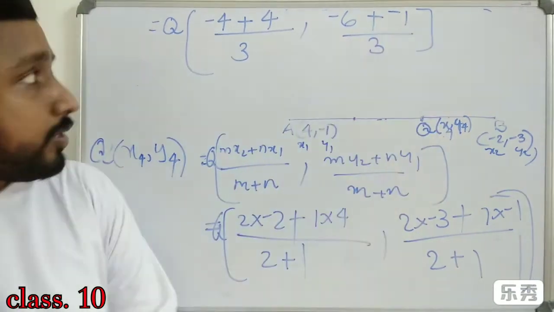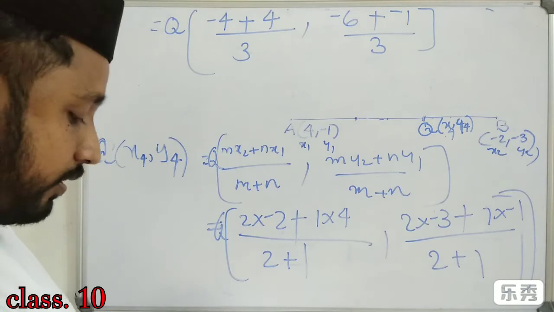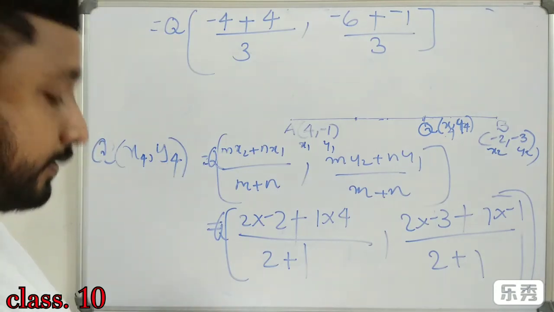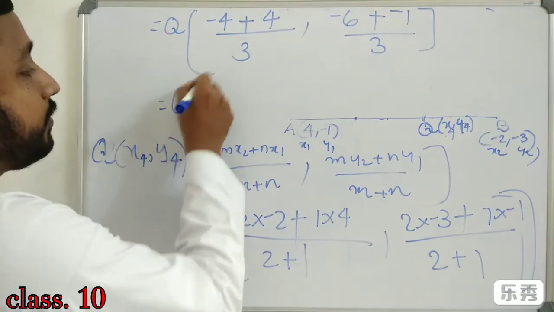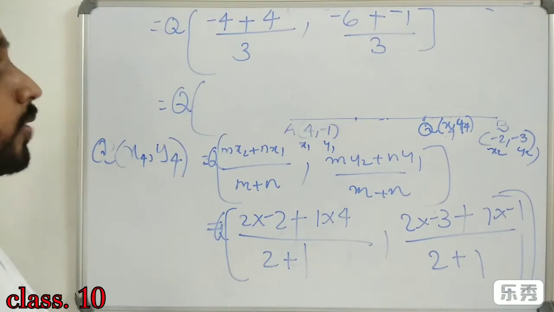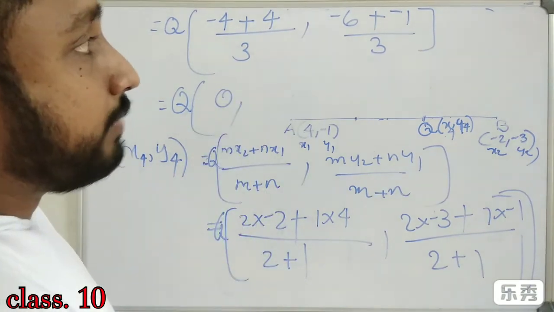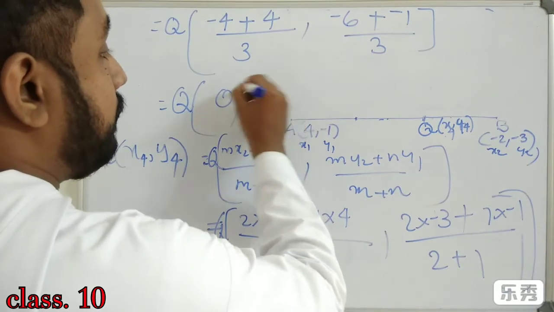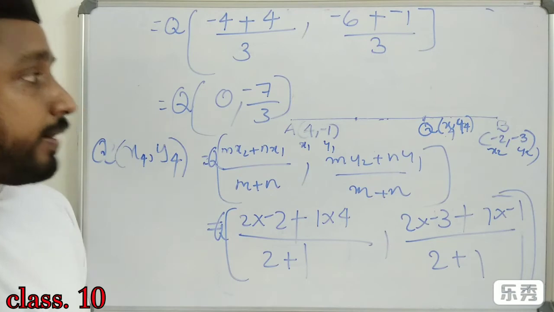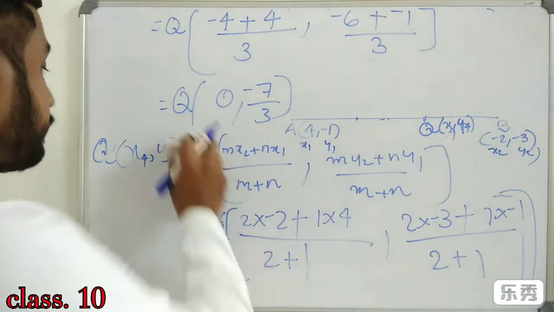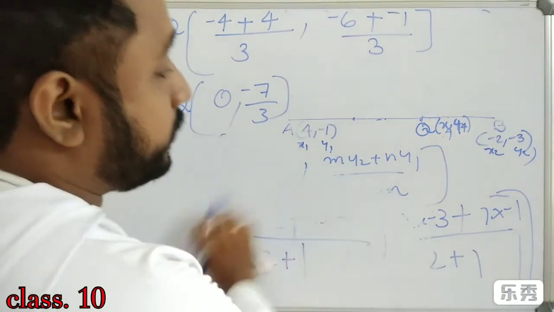So we got Q of minus 4 plus 4 divided by 3, minus 6 plus minus 1 by 3, which is equal to Q of minus 4 plus 4, 0 by 3, 0, and minus 6 plus minus 1, minus 7 by 3. So we got Q is (0, minus 7 by 3). So we found the points P and Q.